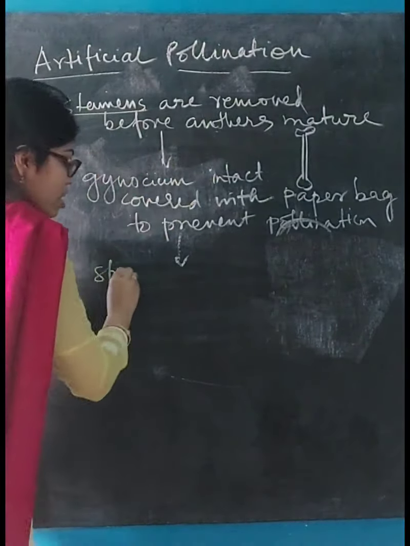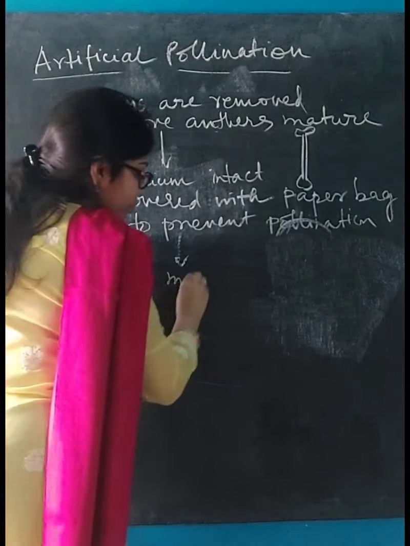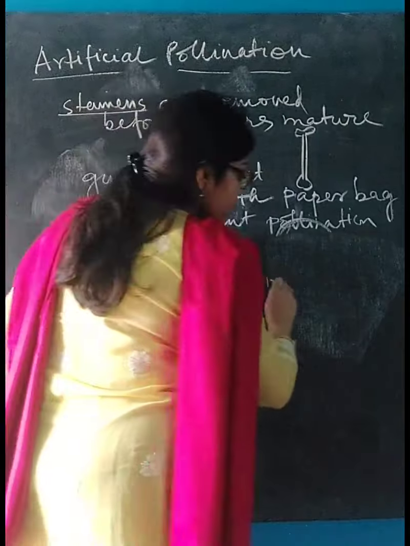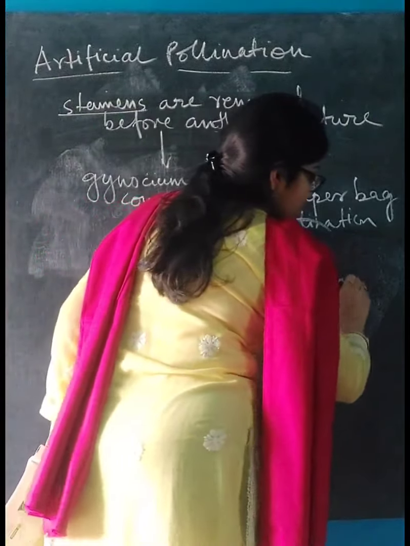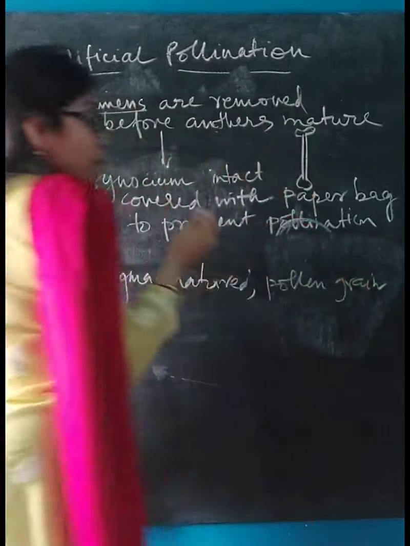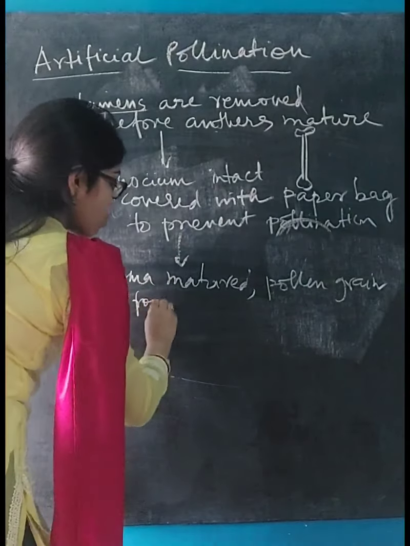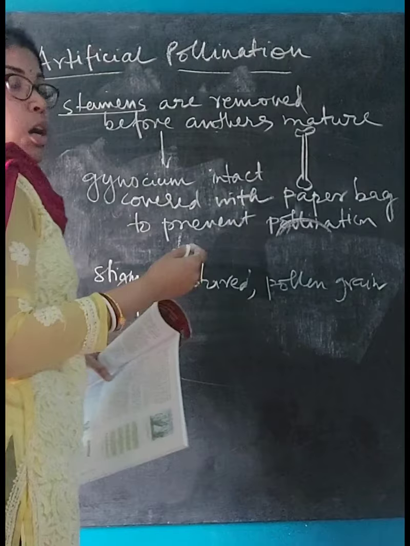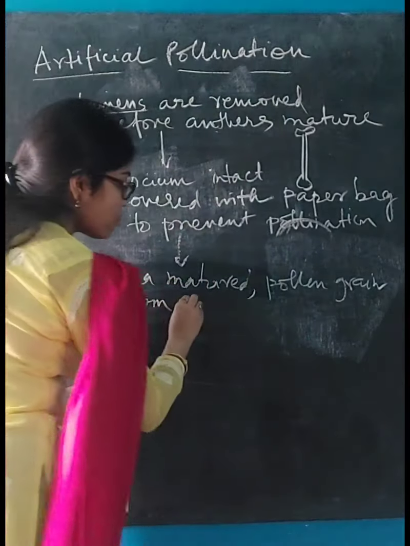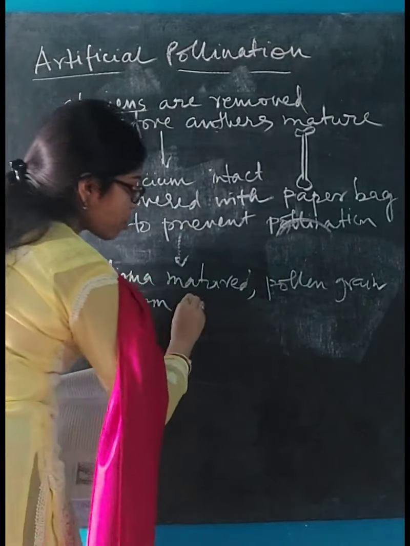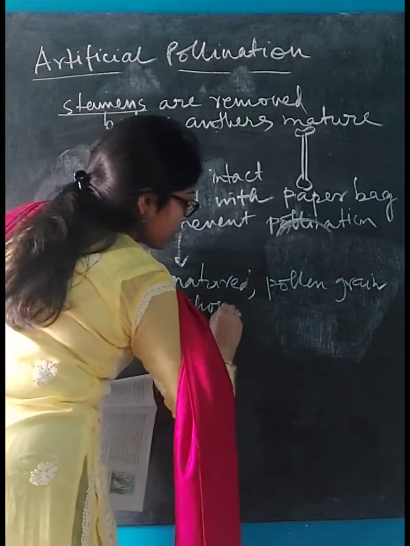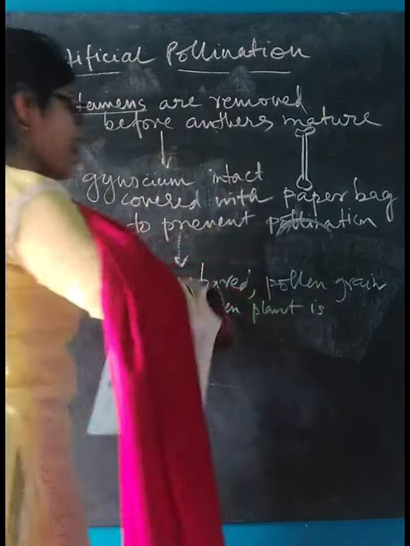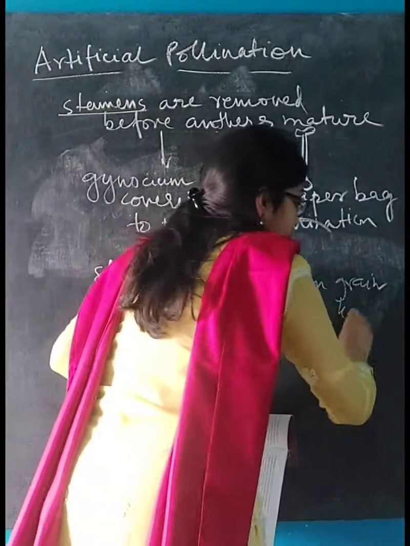So stigma has now matured. Pollen grains from a plant of our choice, or of the needed or desired characteristic, pollen grains from a chosen plant, is kept on this stigma.